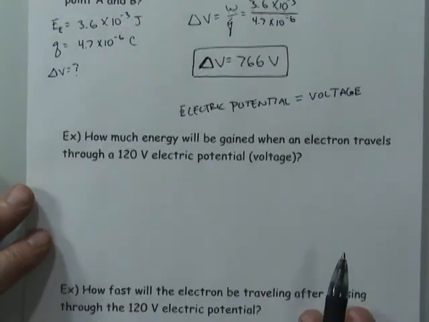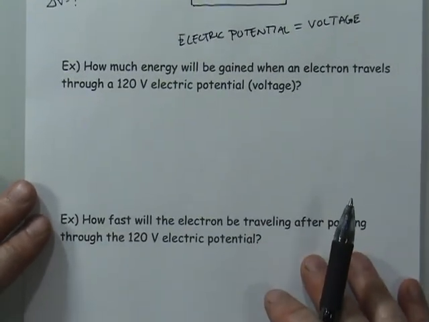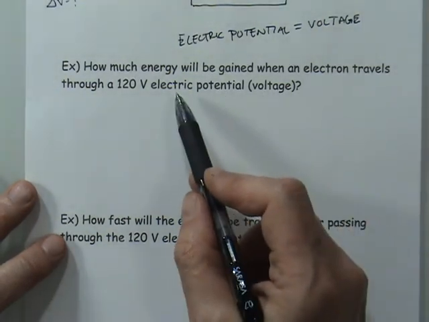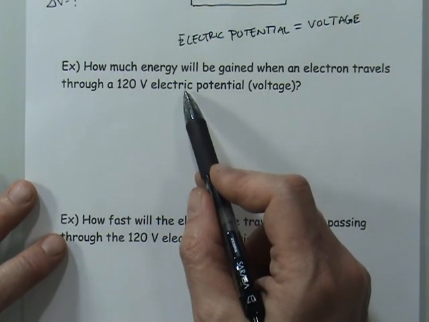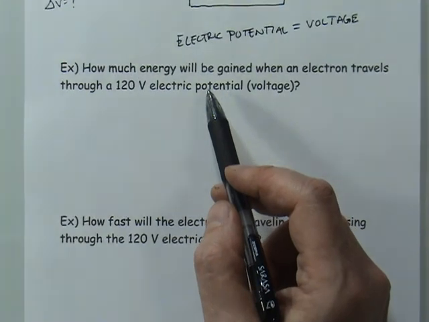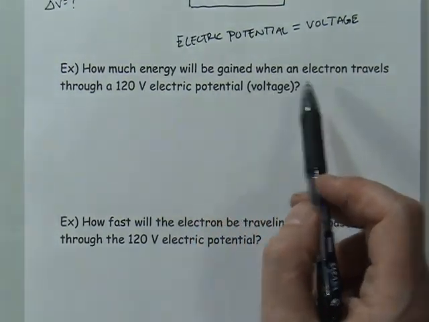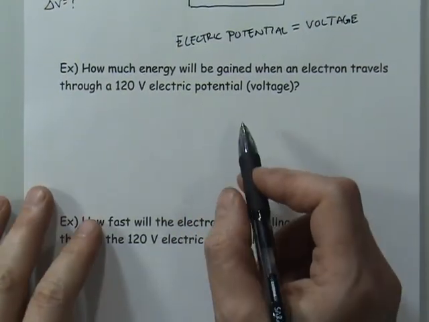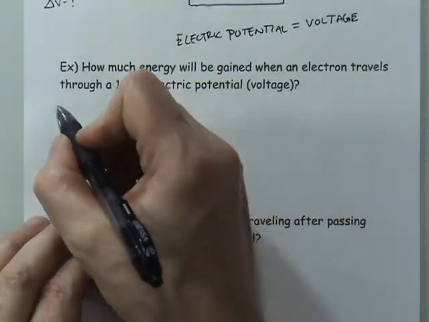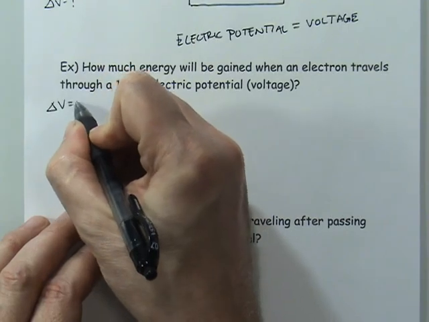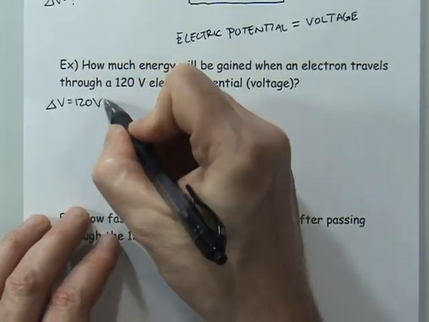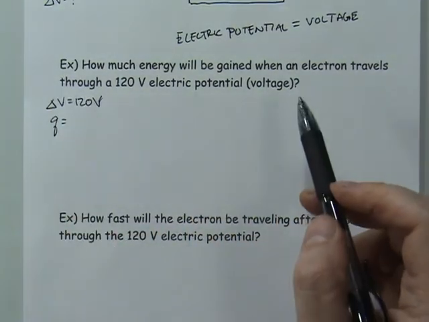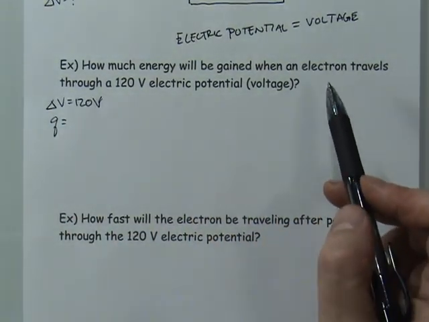Now let's take a look at the idea of calculating how much energy was either gained or lost by an object as a result of passing through an electric potential. So the question is, how much energy will be gained when an electron travels through a 120 volt electric potential? In this case, it may seem like we didn't have very much information. We certainly have delta V, that is 120 volts. Now in order for me to get the electrical energy, I would need to know what Q is. But because I was told that it was an electron, I know what that is.